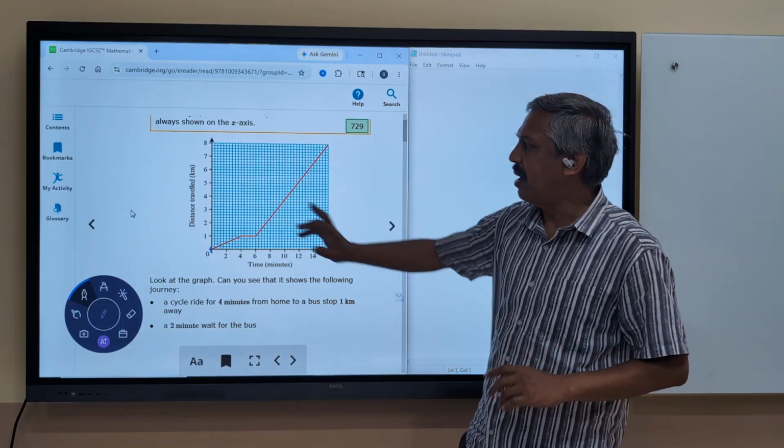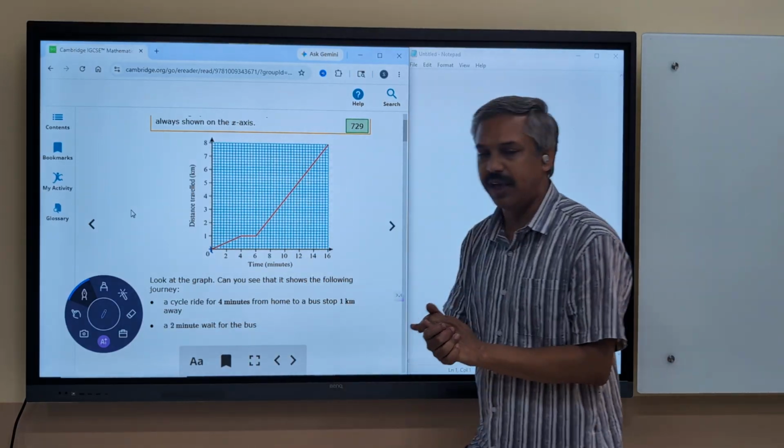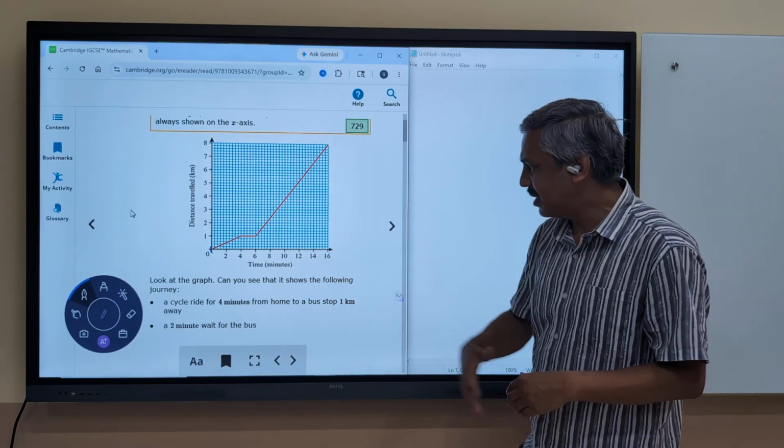All this information can be deduced from just one distance time graph. This is what we study in kinematic graph. Let's see the next example.